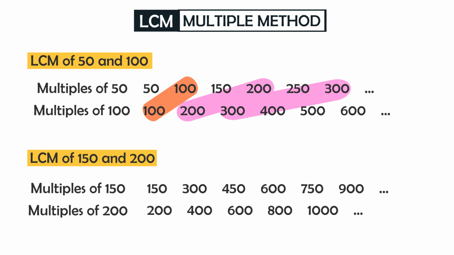What are the common multiples of 150 and 200? Yes, we can see a 600 here, but if we continue the pattern, we can have more common multiples. Among them, 600 is the obvious lowest number. So, LCM of 150 and 200 is 600. Got it?